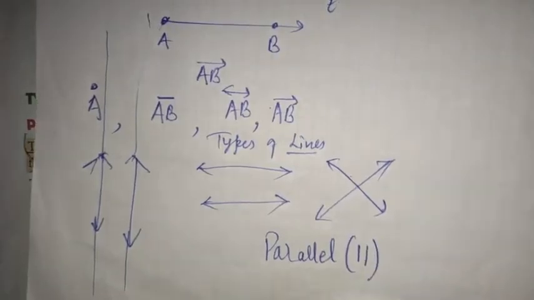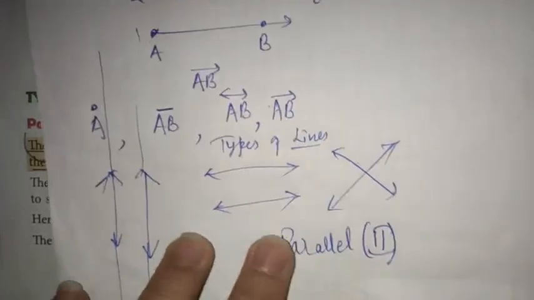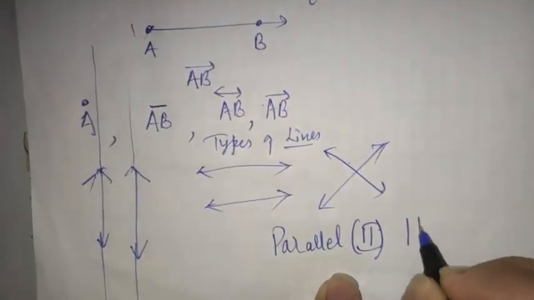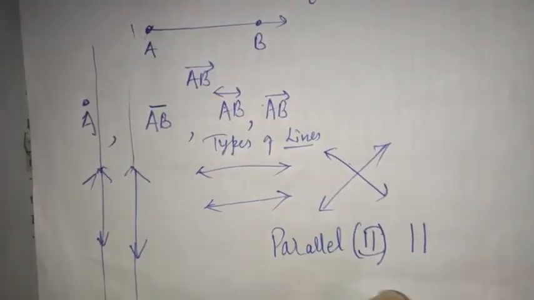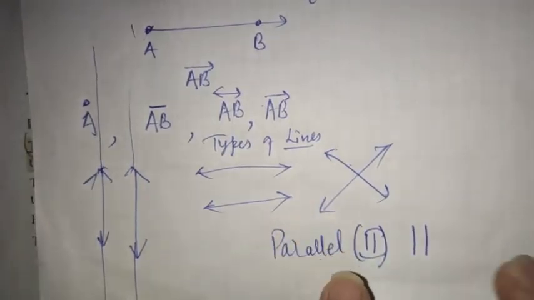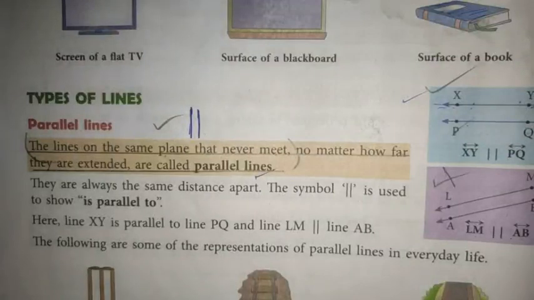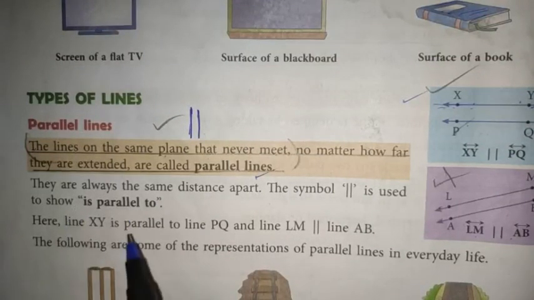Roman numeral two you may also see, but don't make it like this. This will not be considered parallel. Parallel should be written like this, with freedom, no touching. The two line segments, the two lines, will never come in contact with each other anyhow, never. So this is called parallel.